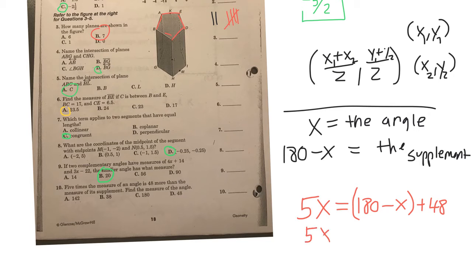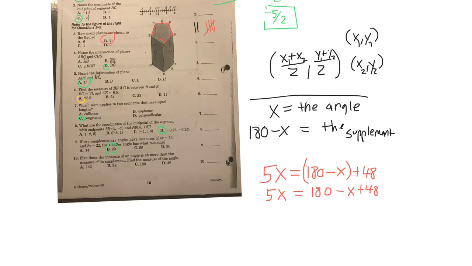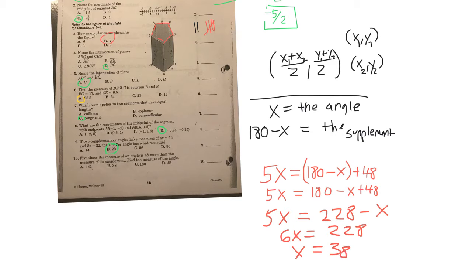On the next line, it's 5x. Now, we don't really need these parentheses. I just used them to sort of separate them out. So I'll actually just write it without the parentheses. And we have 5x equals 228 minus x. Adding x to both sides gives me 6x equaling 228. x therefore equals, after dividing 228 by 6, 38. So let's see. Find the measure of the angle.